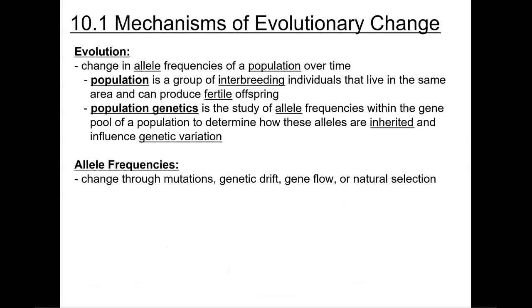So what is evolution? Evolution is described as the change in allele frequencies of a population over time. A population is a group of interbreeding individuals that live in the same area and can produce fertile offspring. That means that the offspring can reproduce.